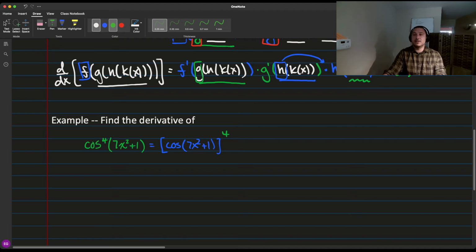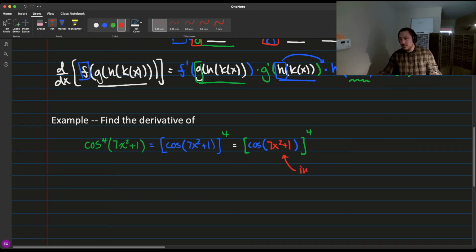So I'm going to break this down so you can color code it. The last thing we do is raise to the fourth. What gets raised to the fourth? The cosine of 7x squared plus 1. Now, how do you do this? You take the cosine of something. The something that you're taking the cosine of is 7x squared plus 1. So this is your inside function. And then being raised to the fourth is the most outside function.